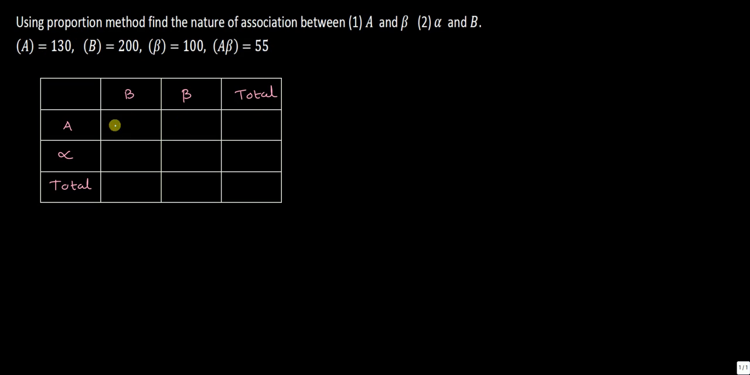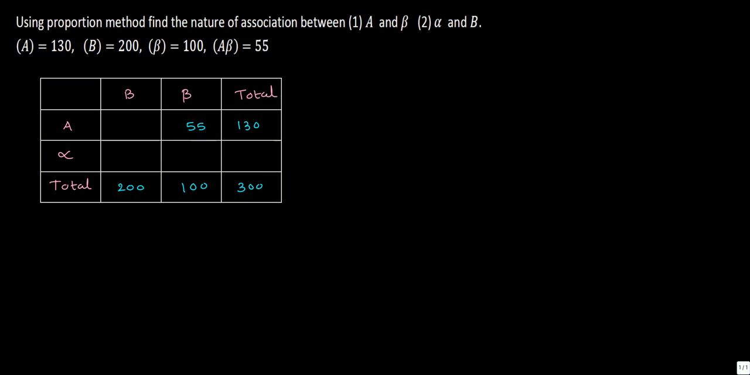A is equal to 130. B is equal to 200, putting 200 here. Then beta is equal to 100. And A beta is equal to 55. First of all, 100 plus 200 equals 300.